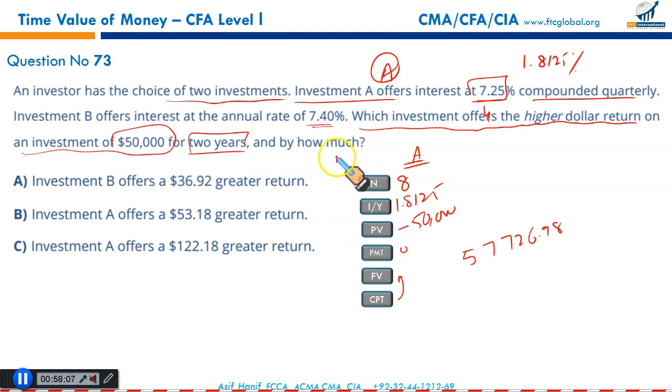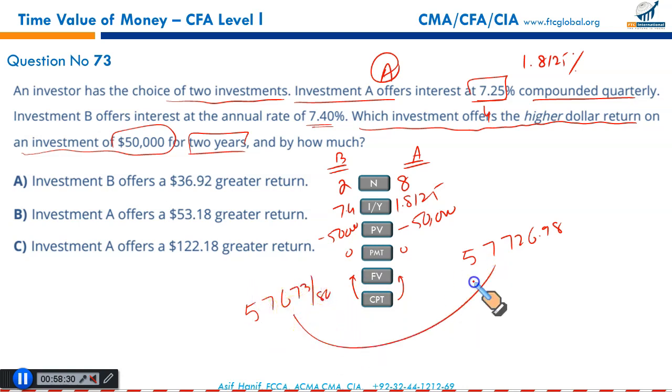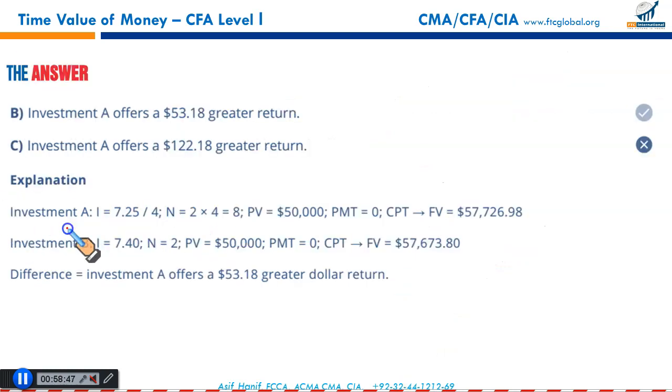Now let's repeat the same with investment B. Investment B says 7.40 and it's straight away an annual rate, no compounding every year. So it's simply 7.4, 2 periods, same investment, $50,000, no periodic payment. Calculate the future value. This gives you 57,673.80. Compare the difference between these two. Investment A is slightly better by how much? $53.18. So go for investment A because it offers 53.18 greater return. So in this case, B would be the right option.